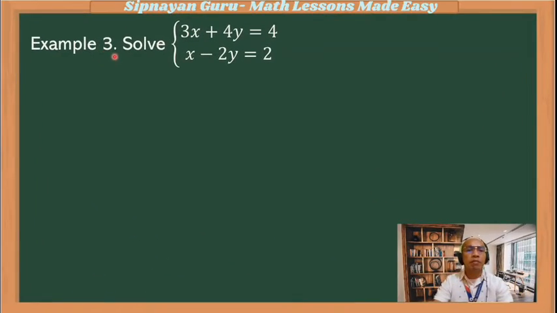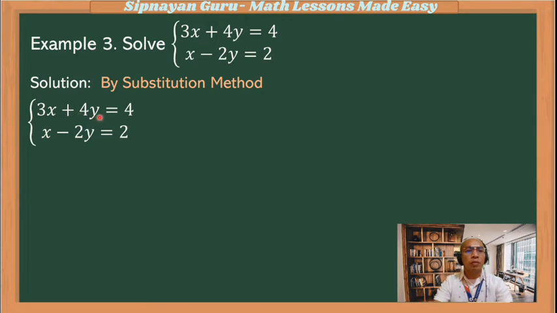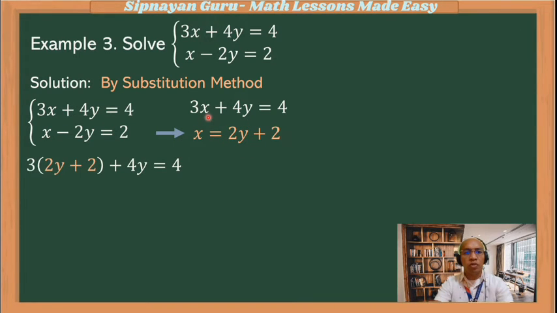Let's try to solve example number 3. So the system, 3x plus 4y is equal to 4. Equation number 2, x minus 2y is equal to 2. So by substitution method, 3x plus 4y is equal to 4, x minus 2y is equal to 2. So in this case, we will solve the equation number 2 in terms of x. So we just copy equation number 1. And equation number 2 would be x, transpose negative 2y to the right side, so that would become positive 2y plus 2. Then substitute this expression 2y plus 2 for x in equation number 1.